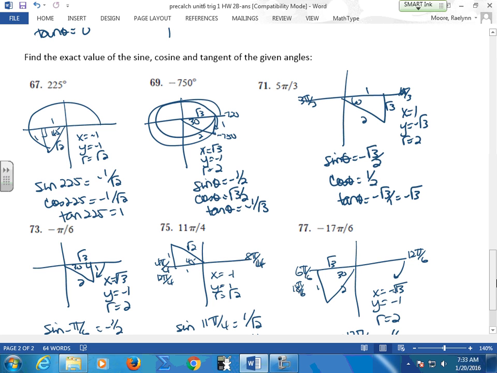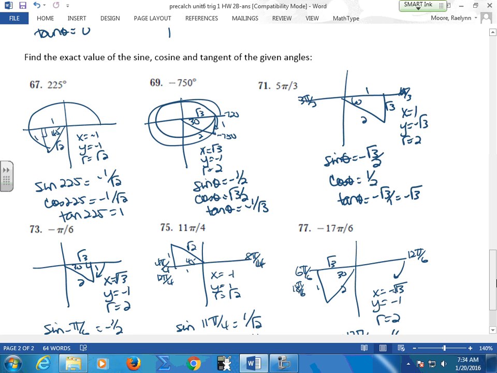Okay, now these are kind of a mixture. I threw some angles in degrees, I threw some angles in radians, I did some negatives, and see where they turn out. 225 terminates in quadrant 3. There's your 45-degree angle. So I just asked you for the 3 basics. Everybody good with that? Exact values, no calculators.